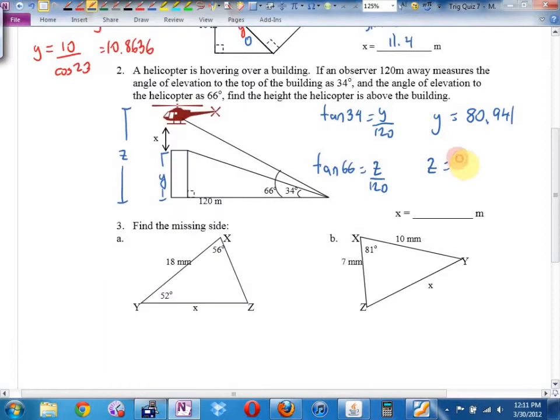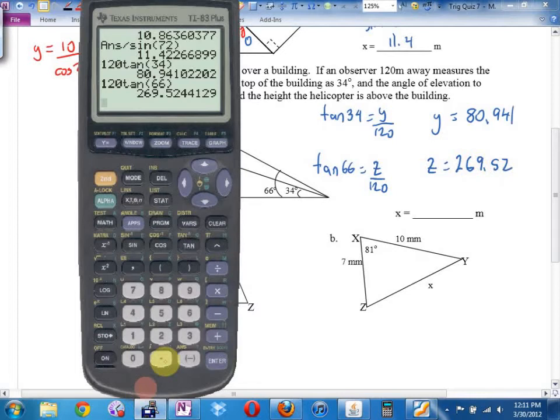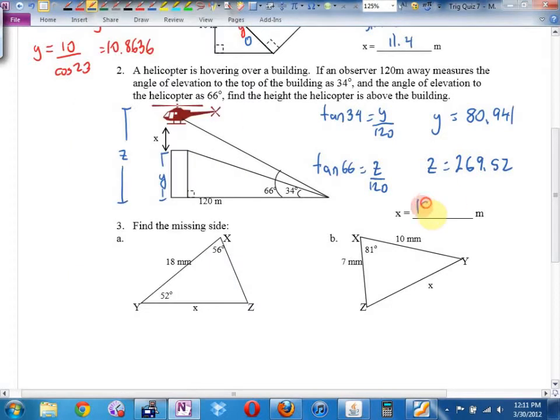269.52. X is going to be that minus 80.941. Did y'all get 188.6? 189. I didn't say what to round off to. 1 mark. Again, that's a multi-step question. It'd be more than 1 on the test.